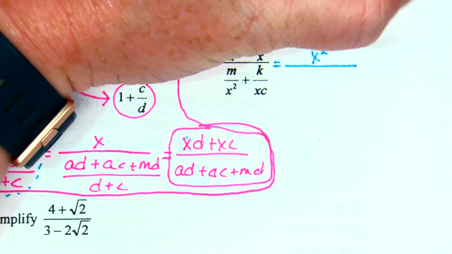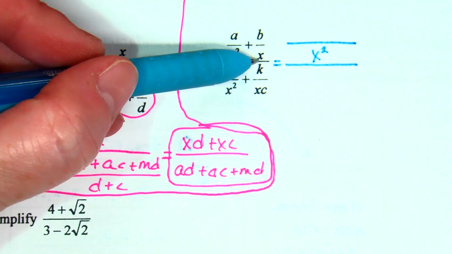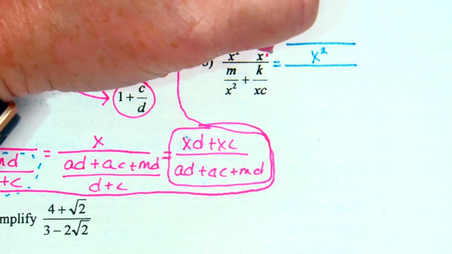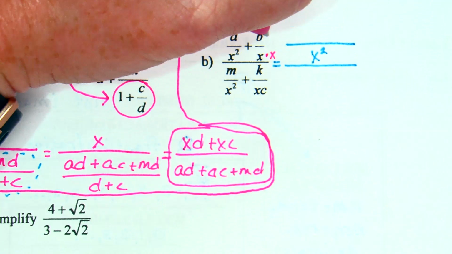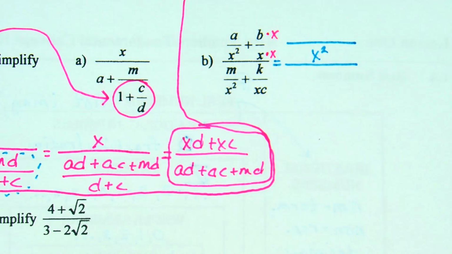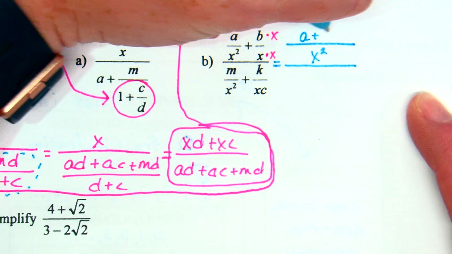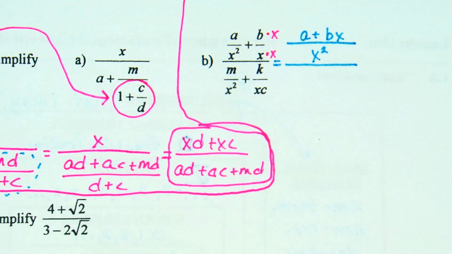How do you make x become x squared? You multiply by x, which what's that mean you have to do to b? Multiply by x as well. And so then, both denominators are x squareds, right? So what's my numerator if I add? A plus bx. I promise it's algebra.